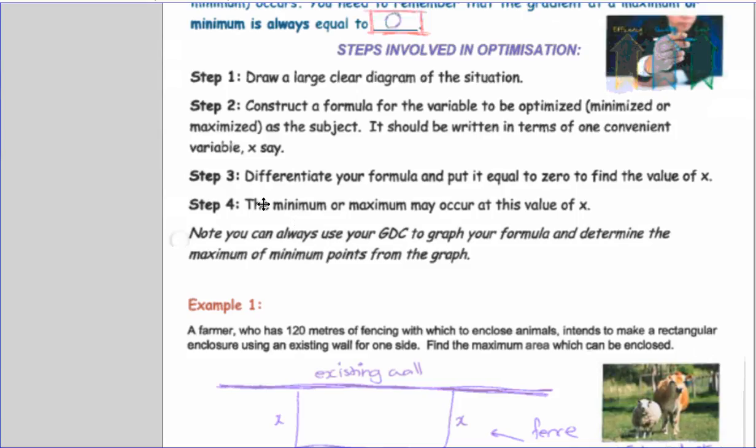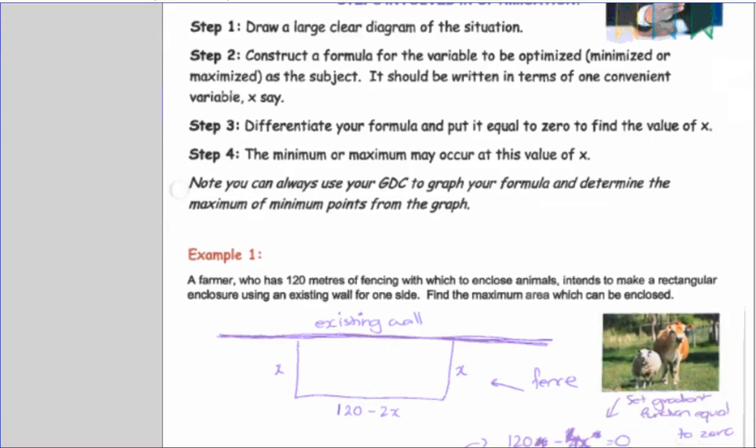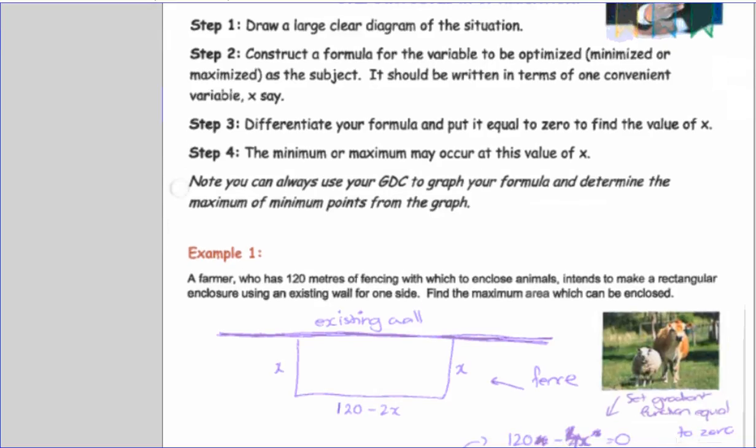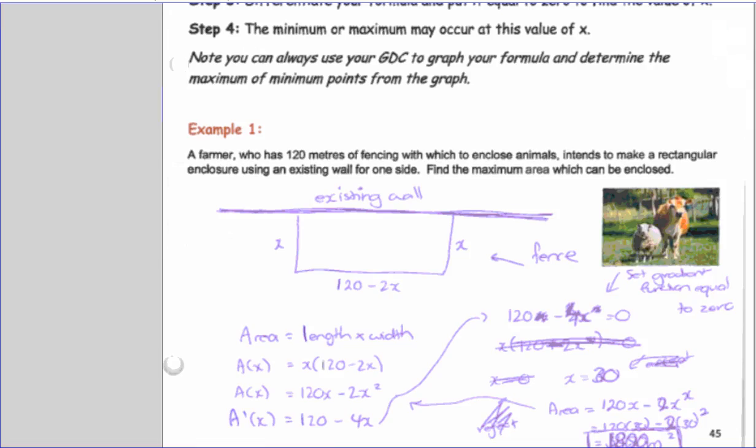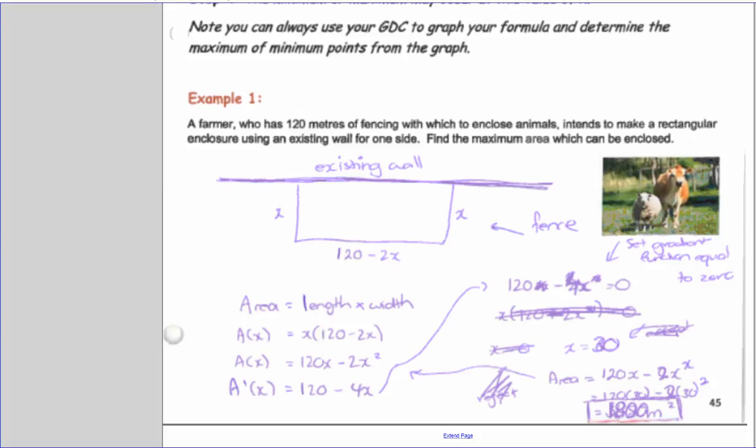Step 4, the minimum or maximum may occur at the value of x. So note you can always use your GDC to graph the formulas and find the maximum and minimum points, which is what I'll probably be doing a lot today. Here's a little example where you're using area. So as I said, a real life kind of problem is what optimization's about.